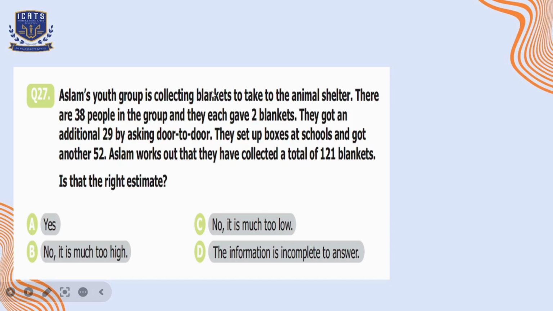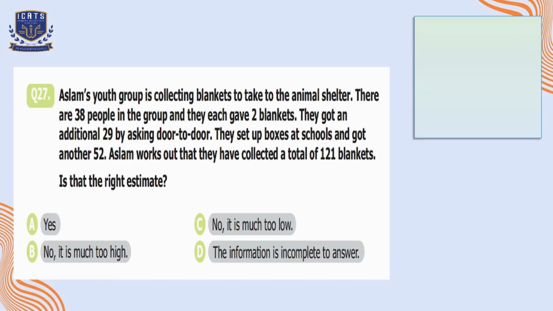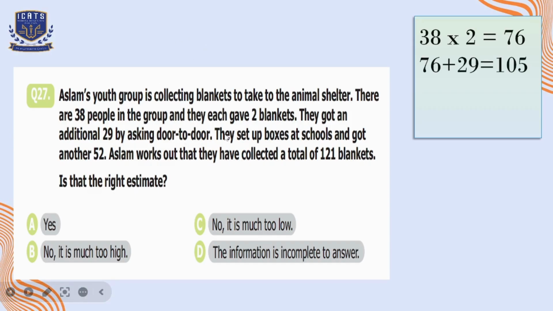To find that out, let's calculate the values. There were 38 people and each one of them gave 2 blankets, so total is 76. And they got extra 29 by asking door to door, so the total is 105. And when they set up the boxes, they got another 52. So if we add 52 in the answer, we get 157.